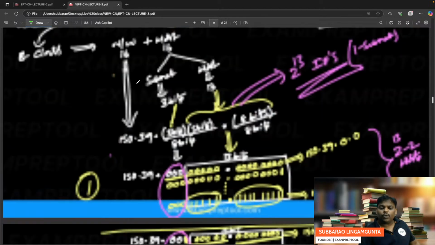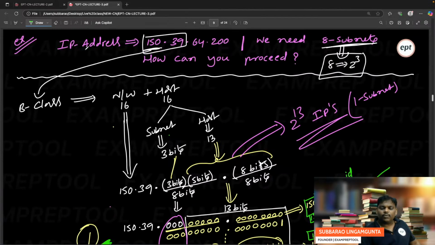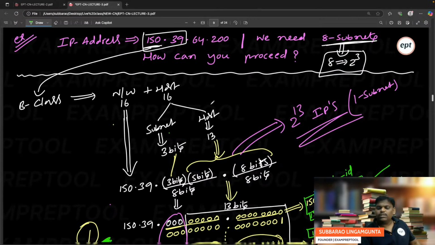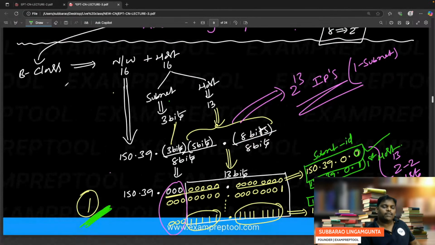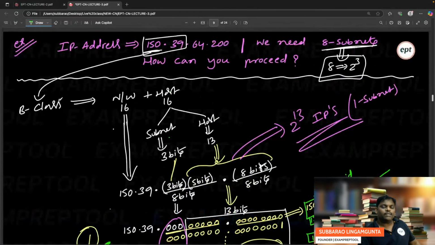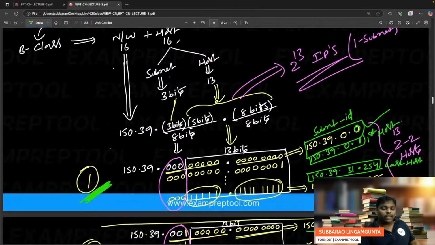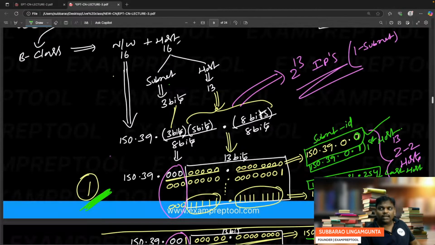What is the given problem? Some people are asking, sir, what is the given problem? IP address 150.39.64.200. We need 8 subnets. How can you proceed? So this is the way. This IP is B class. B class means 16 plus 16. But I want 3 subnets. Sorry, 8 subnets.